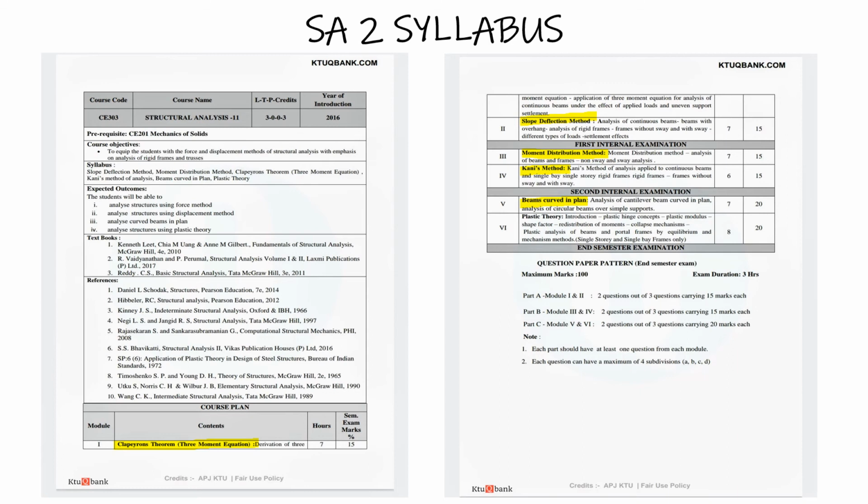In this module, you have to study 5 derivations. So that's it about the fifth module, and then comes the last module, plastic theory. This module is basically based on the analysis of structures using plastic theory. This is also a simple module where you have to study 3 or 4 different methods for the analysis of structures based on plastic theory. So these are the 6 modules of the Structural Analysis 2 paper.